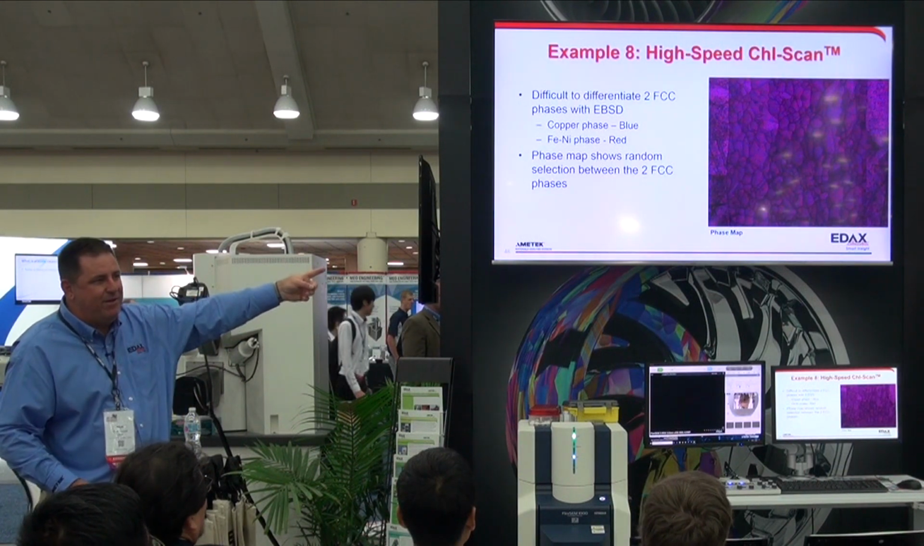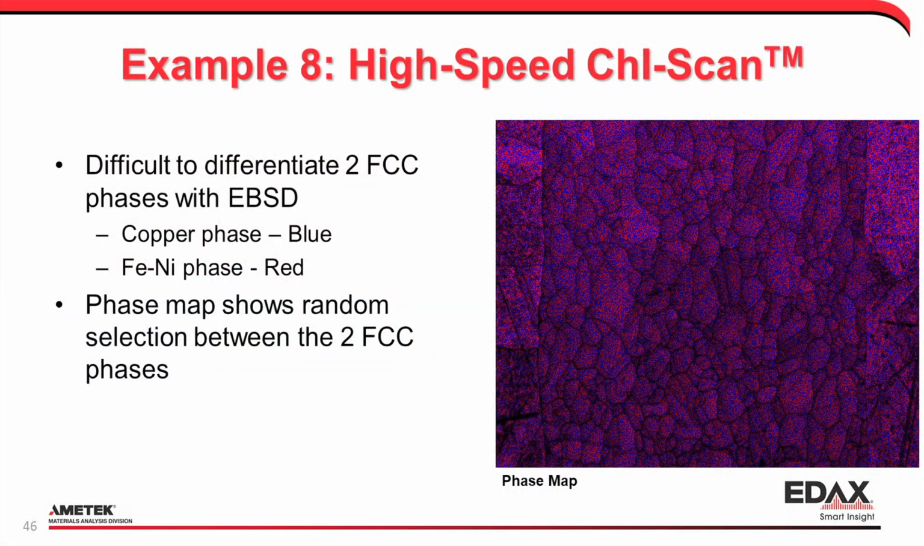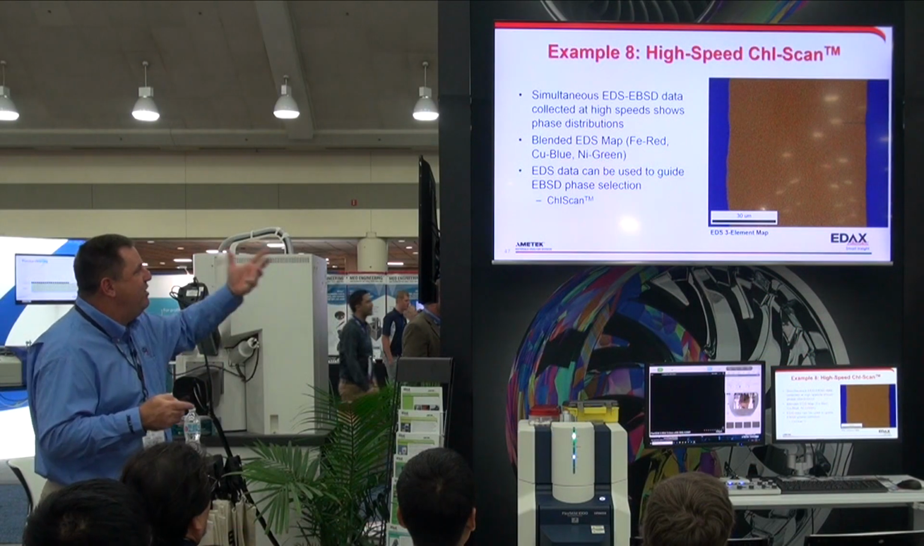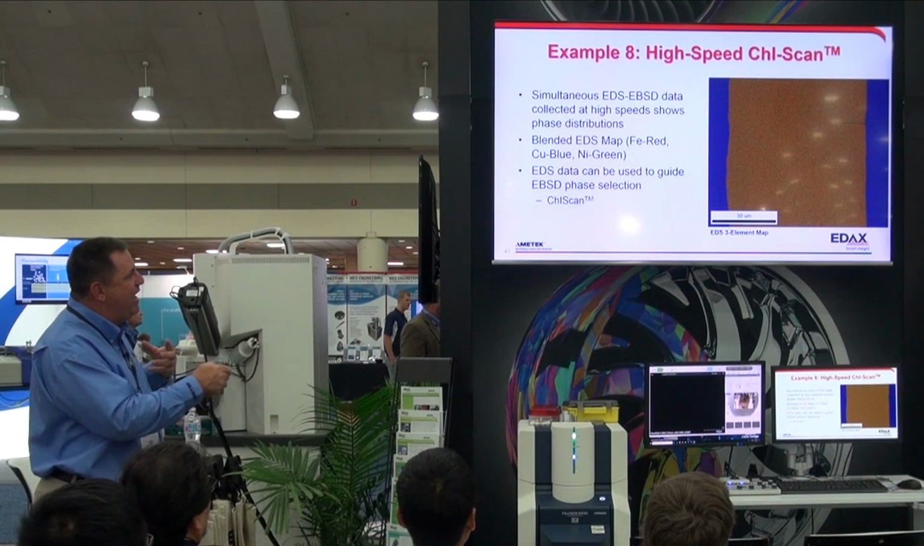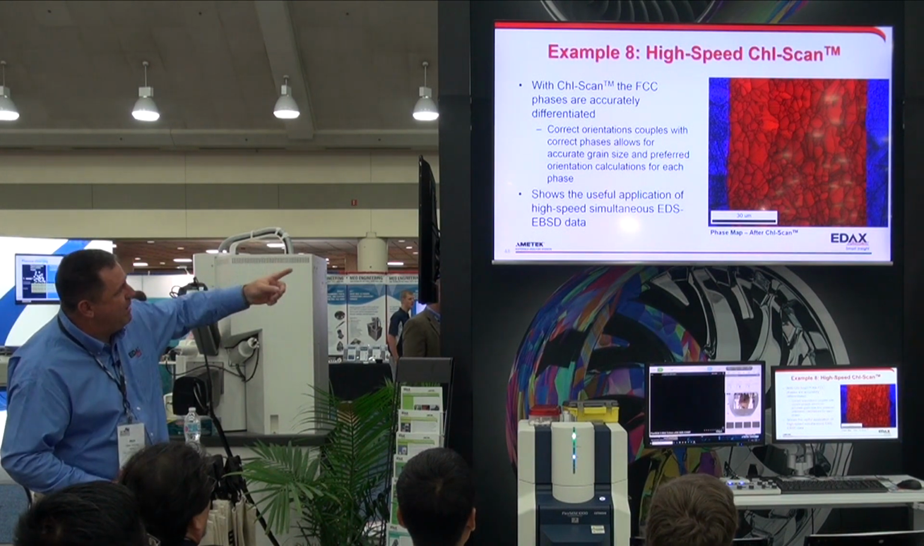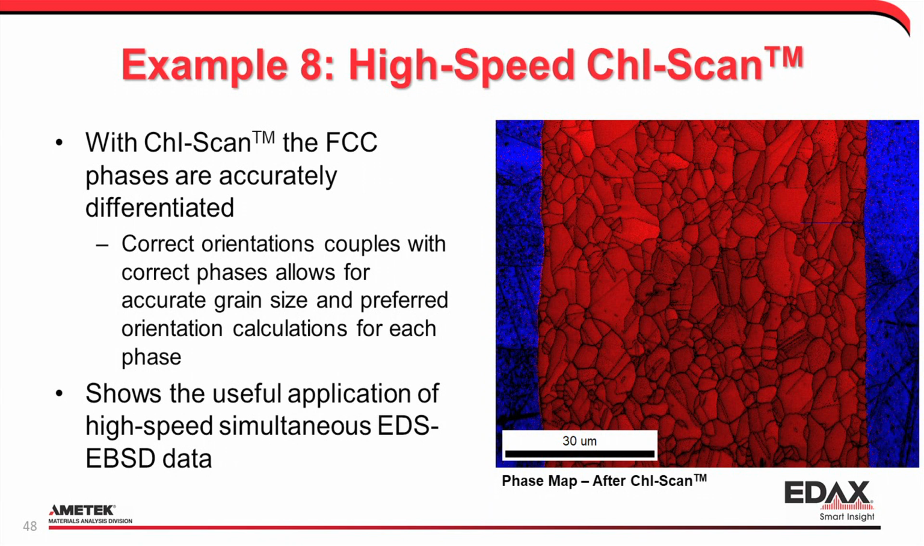But chemistry, so this just kind of shows trying to differentiate it. So this is a phase map. You can see the phases are very noisy. It can't accurately differentiate those. But chemically, they're very different. So this is an EDS map here. So the copper is blue, the iron nickel is a greenish red mix in the middle. So because we can very easily distinguish these by chemistry, we can use this now to drive our crystallographic differentiation to get a phase map that looks like that. And in this application, it was important because the grain size between the edge and the center was very different. So we could correlate grain size to phase to spatial location.